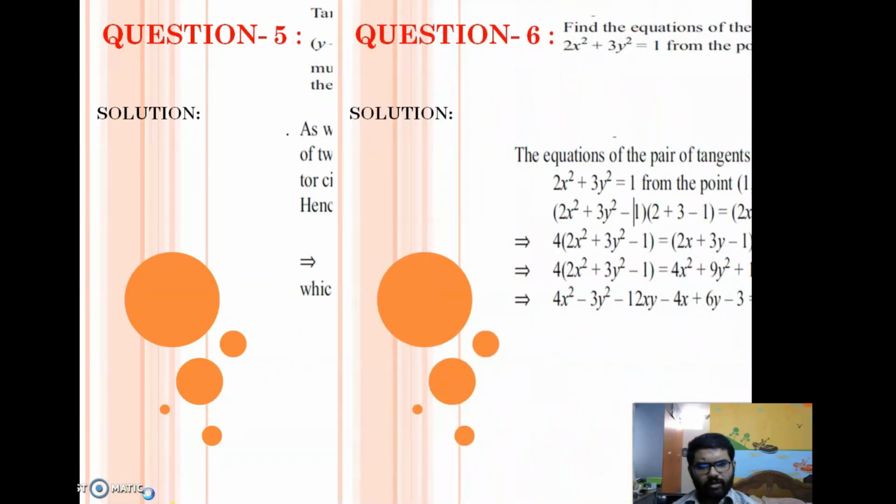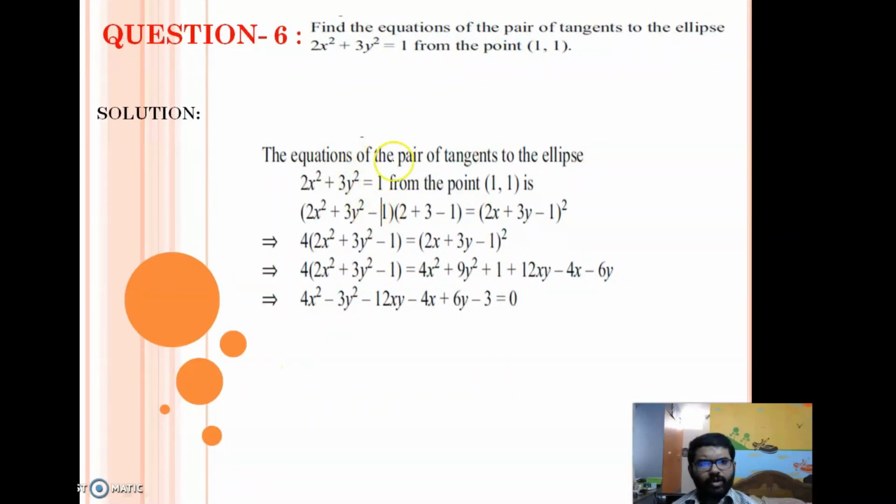Next, question number 6. Find the equation of the pair of tangents to the ellipse 2x square plus 3y square is equal to 1 from the point (1, 1). Therefore, the combined equation of the pair of tangents is S into S11 is equal to S1 square. You apply this formula, then we'll get this equation, which is the combined equation of the pair of tangents.